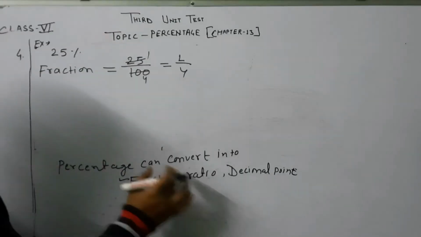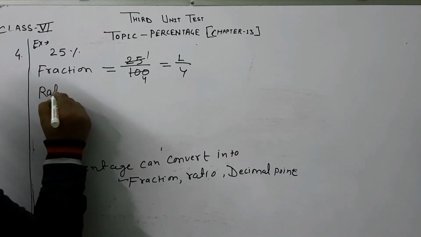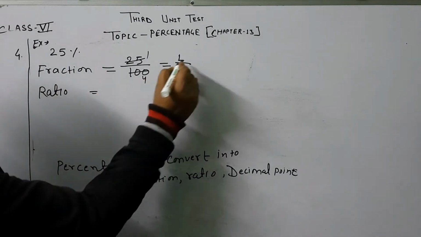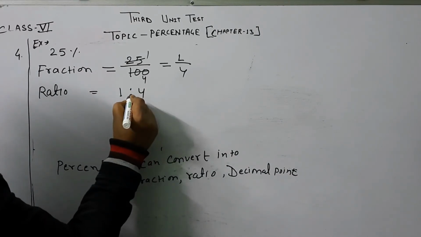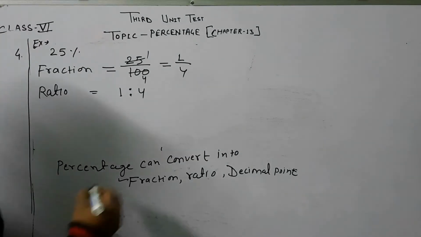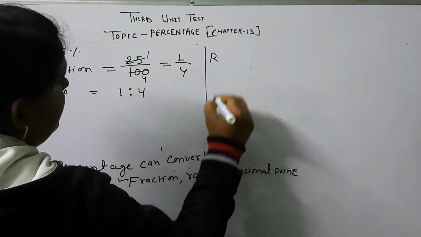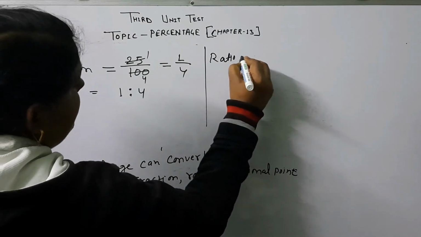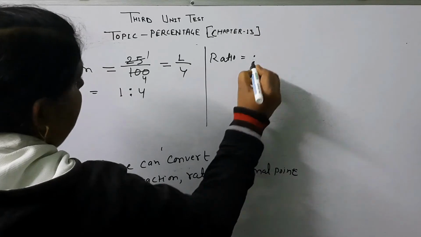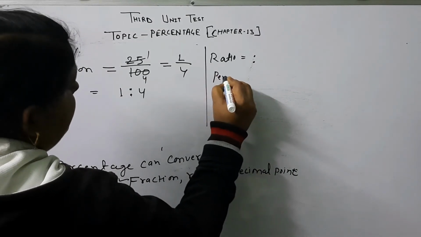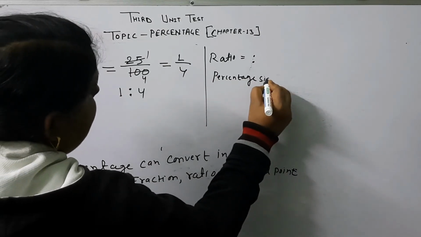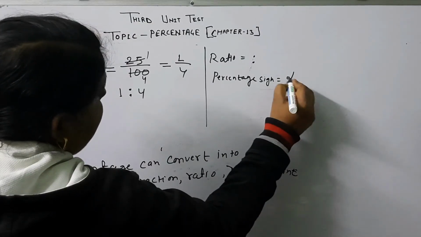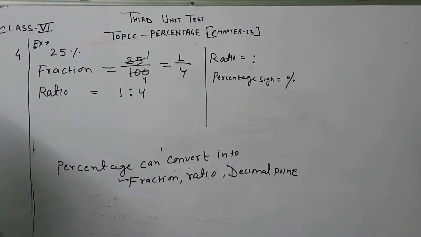Now we have to write the ratio. After getting the fraction, we can write 1:4. This one is the symbol of ratio. Students, don't be confused. This is the ratio symbol, and the percentage sign is like that. Okay.